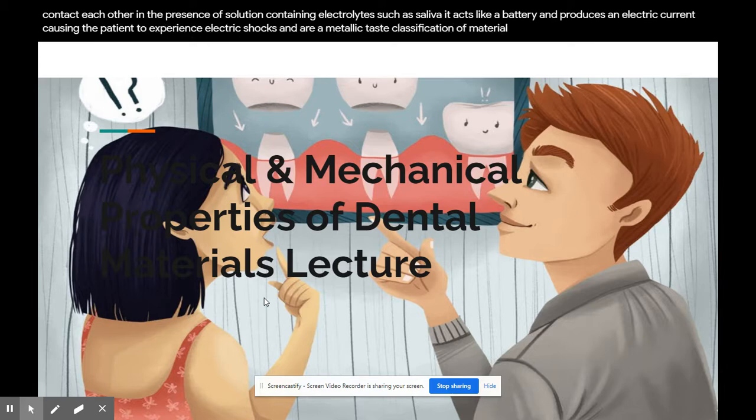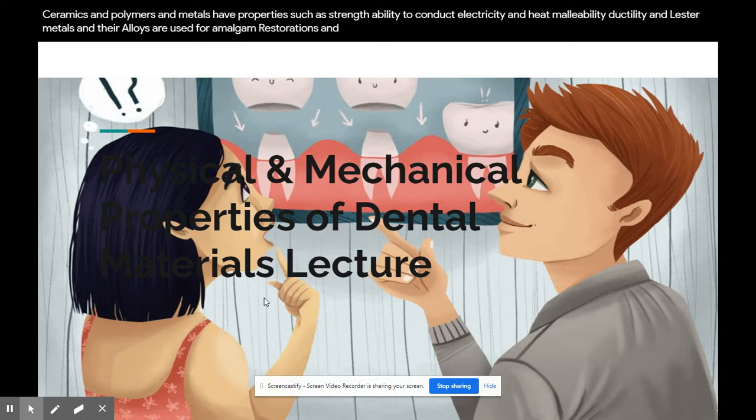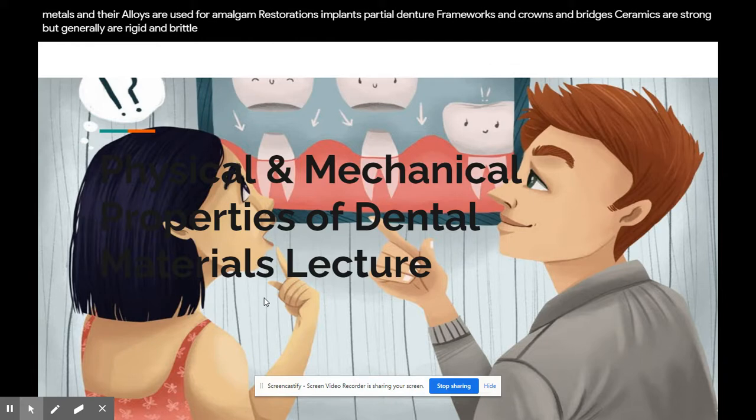Classification of materials. Restorative dental materials can be classified by their composition and divided into categories of metals and their alloys, ceramics, and polymers. Metals have properties such as strength, ability to conduct electricity and heat, malleability, ductility, and luster. Metals and their alloys are used for amalgam restorations, implants, partial dental frameworks, and crowns and bridges. Ceramics are strong but generally are rigid and brittle and melt at high temperatures. They are poor conductors of heat and electricity. Ceramics are popular for aesthetics, crowns, and veneers.